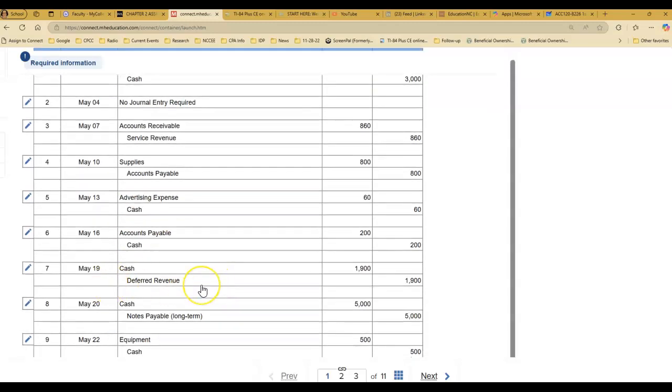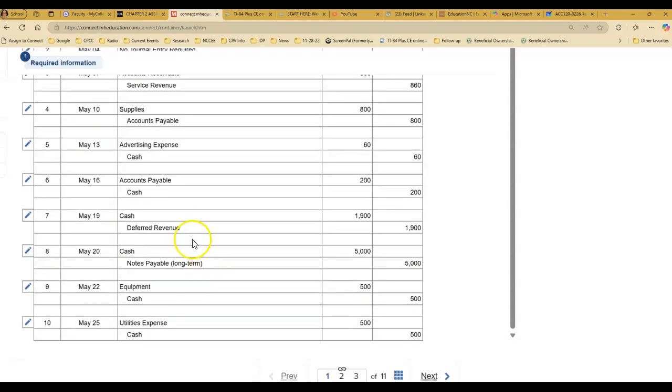What about deferred revenue? Good. When they use the gift cards, we've got to get it out of deferred revenue into earned revenue, whether it be sales or service, depending on what they buy. Let's see. Equipment. We're going to see that one later. I don't want to address that one at the moment. And then utilities expense, we're good to go.